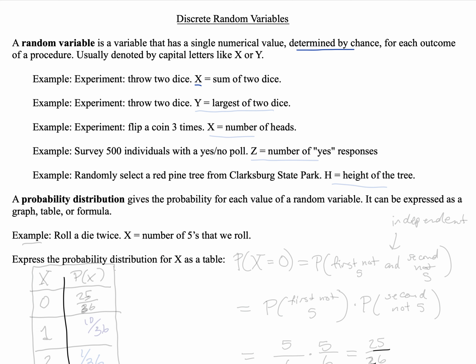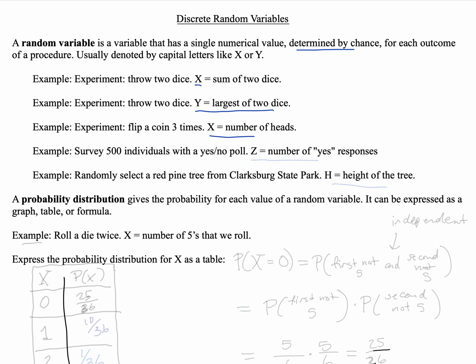As another example, we could do the same experiment, throwing 2 dice, but we could instead let Y, the random variable, be the largest of the 2 dice. And then, Y could be 1, 2, 3, 4, 5, or 6. And again, the random variable Y is determined by chance. As another example, we could flip a coin 3 times, and X, the random variable X, could be the number of heads. X could then be 0, 1, 2, or 3.